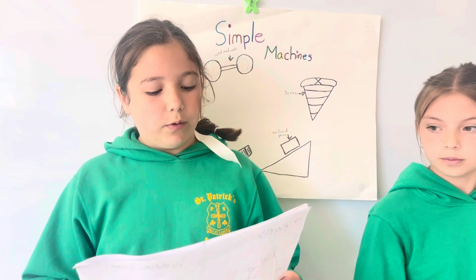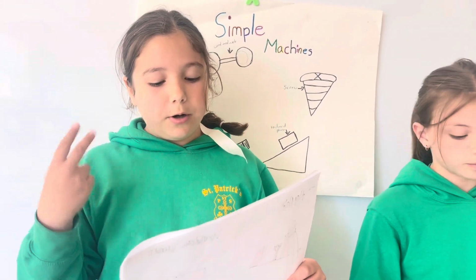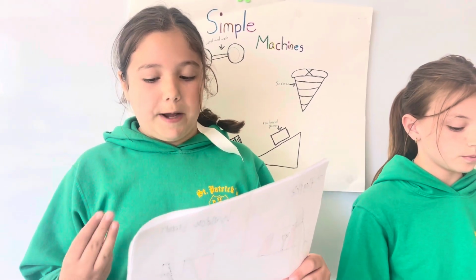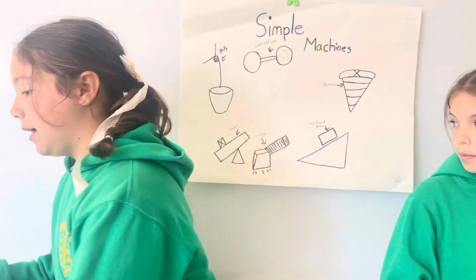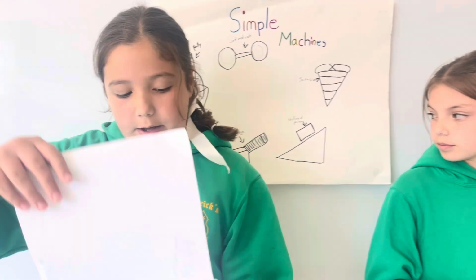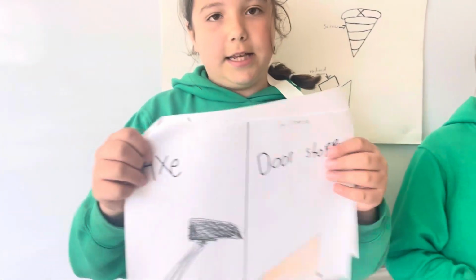Some examples of a wedge are door stopper, axe, scissors, the sharper edge, and knives, and more. This is my example of a wedge: an axe and a door stopper.